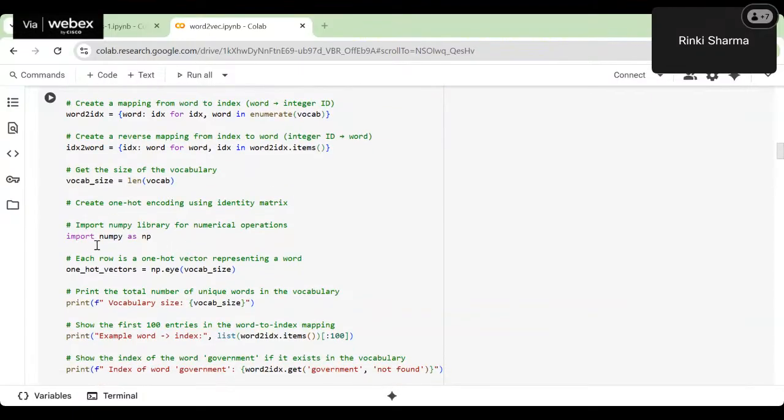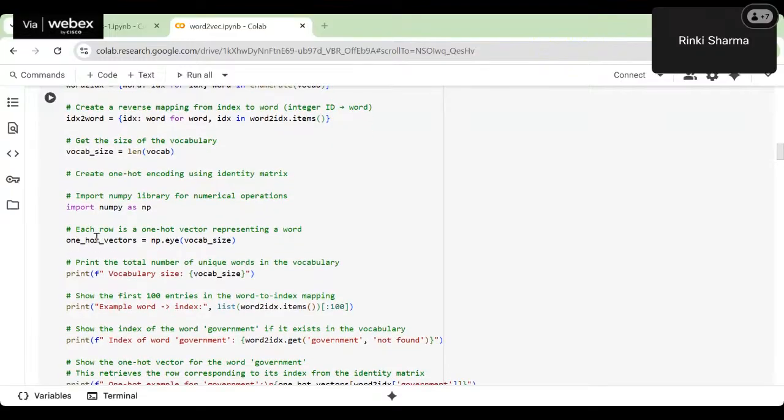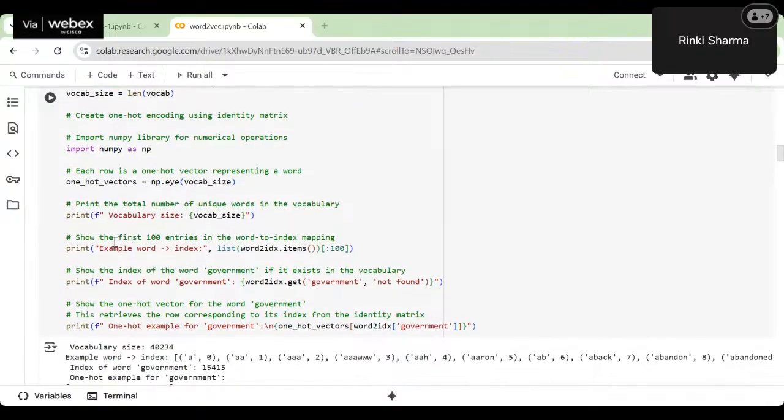So for that, first we import our library NumPy as np. The one-hot encoded vector is constructed by using the identity matrix of size vocabulary size cross vocabulary size. So here we print our output as the vocabulary size. Actually, vocabulary is what? The number of unique words in our vocabulary.